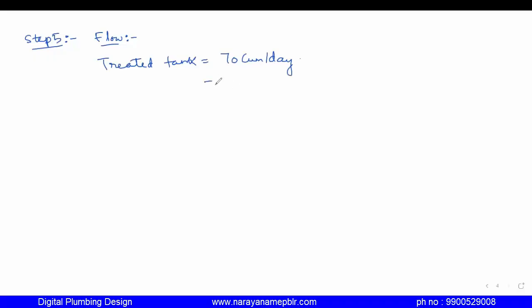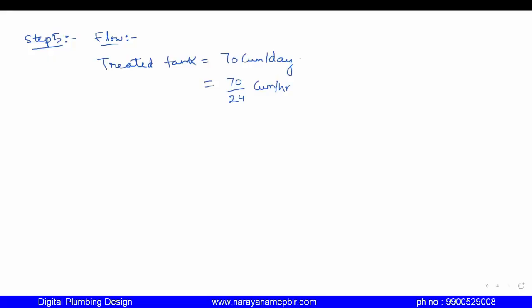If I want to make it per hour, what do I have to do? Divide by 24, so I'll get cubic meter per hour, right? Yes, just divide that. 70 divided by 24, I'm getting 2.91. Okay, so 2.91, I can take it as 3.